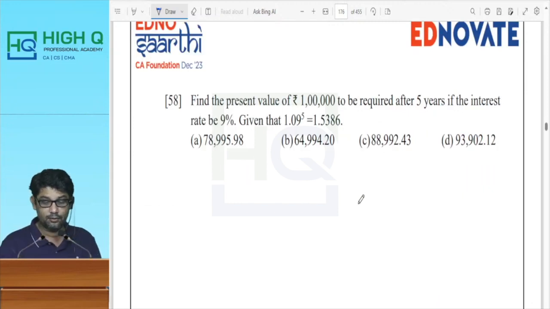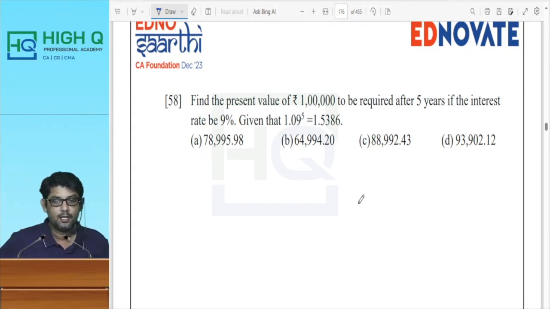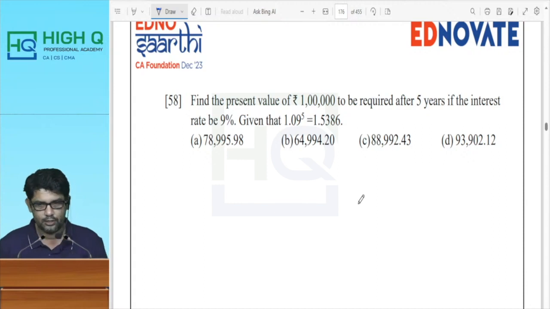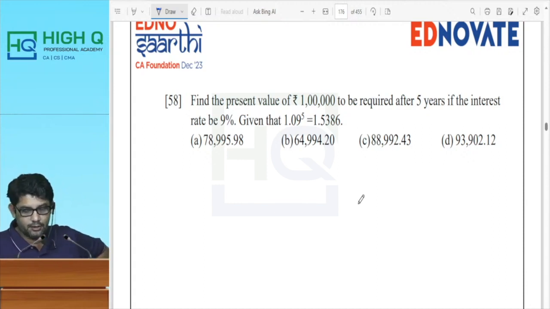Can you do this now? Find the present value of 1 lakh to be required after 5 years if the interest rate is 9%, given that 1.09 whole power 5 is equal to 1.5386. My dear, maximum 15 seconds, not more than that. After reading the question, maximum 15 seconds. You need to solve it in 15 seconds.